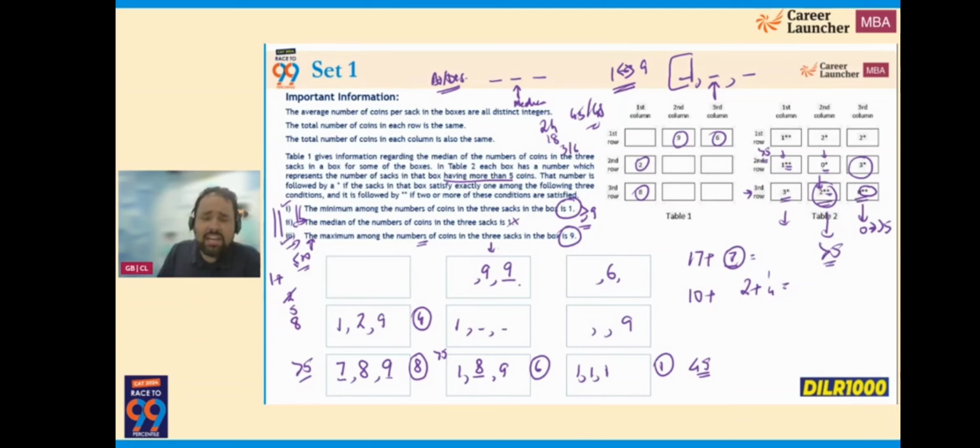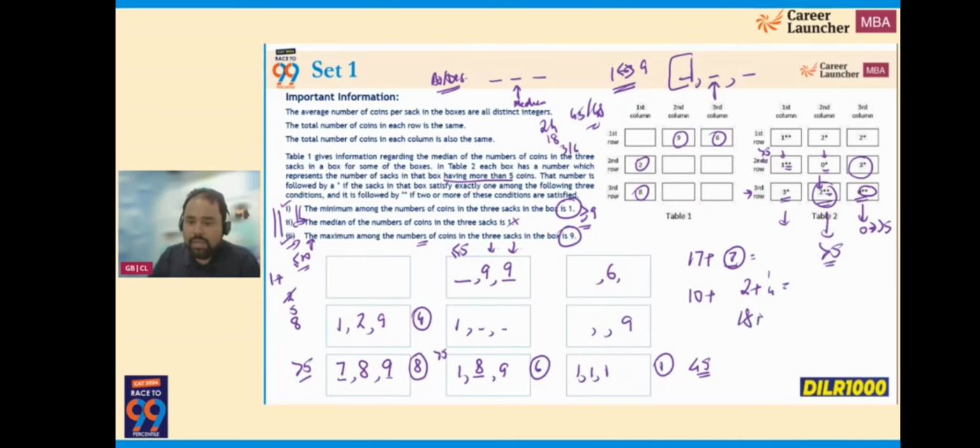Now let's have a look at this one, the second column first. What was it? It is 2 star. What is 2 star telling me? It is telling me that there are consecutive sacks which are greater than 5. I already have them, 9 and 9. I also have one asterisk. That means there is one sack which is less than 9 for sure, and the sum has to be divisible by 3. 18 is already there.